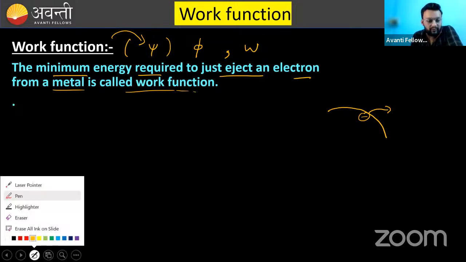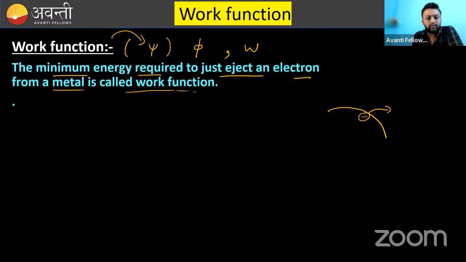What is the unit of work function? Work function is the energy required, so its unit is again joule. But we are not going to use joule. We will use electron volt as the unit. And you know the relation between electron volt and joule. Moving further.